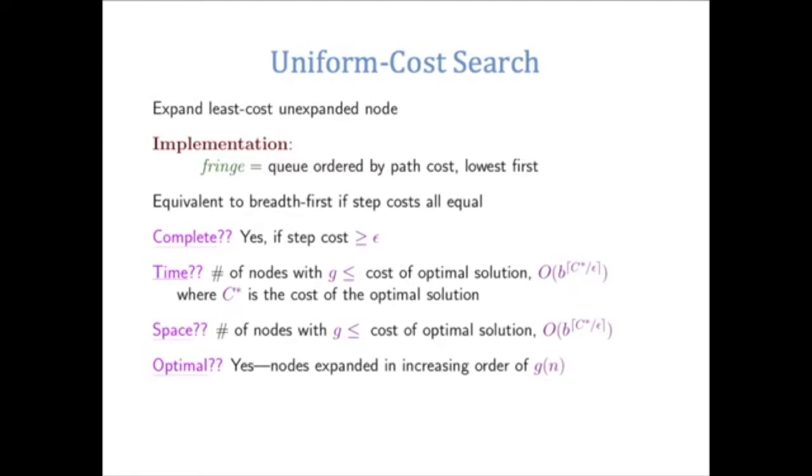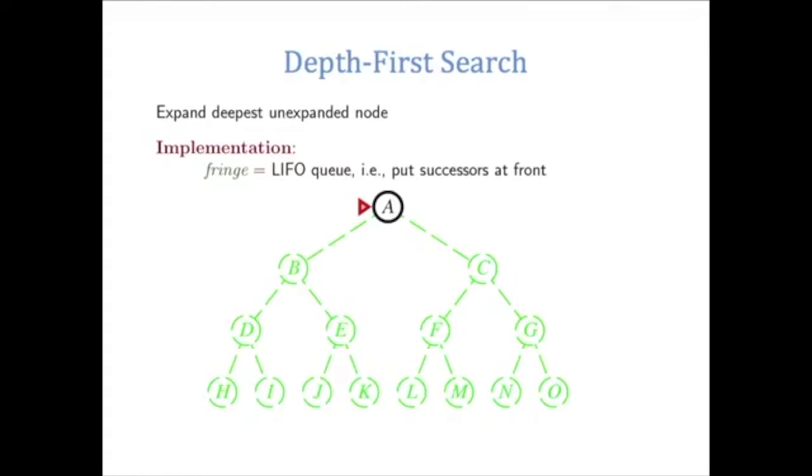Optimal? Yes, because the nodes are expanded in increasing order of g of n. So since we look at the lowest cost nodes first, the solution we're going to find is going to be, by definition, the lowest cost solution. So next, let's turn to depth-first search.